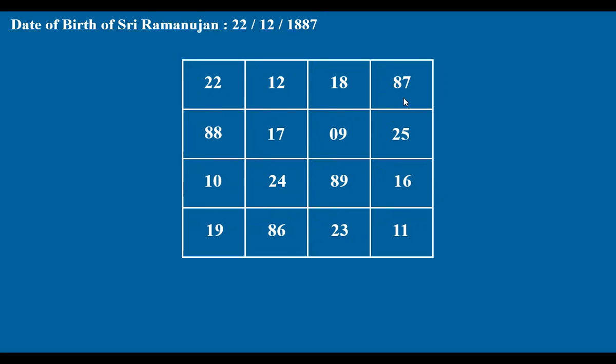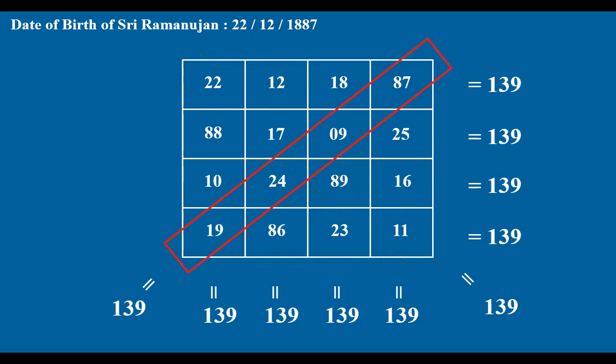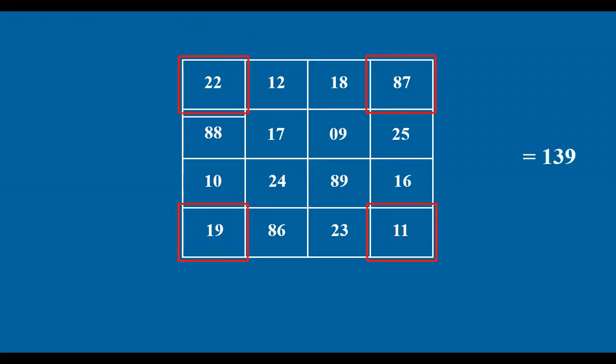Now just remove them, and now you add up all these elements in any row or like this. The first row gives 139, right? Second row, same, 139. Third row, fourth row. Take the first column, second column, third, fourth, or even the diagonal, right? Other diagonal, or even the corner cells. All the 4 corner cells, same value, right?